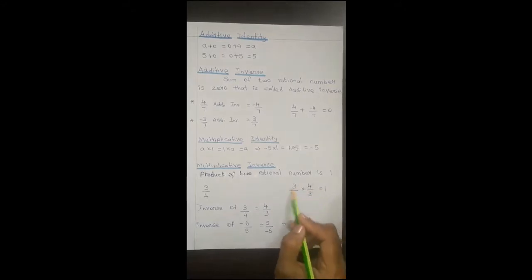Here is another example. The inverse of minus 6 divided by 5 is 5 divided by minus 6. The standard format is minus 6 divided by 5.